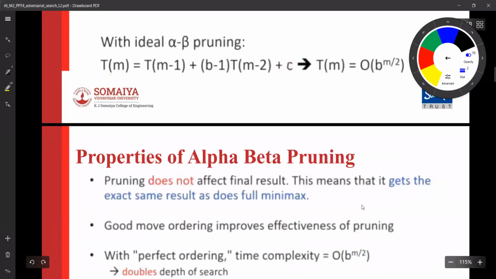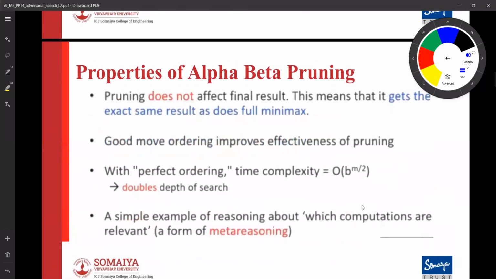Now we go to the properties of alpha beta pruning. Pruning does not affect the final result. It prunes only the suboptimal nodes. It prunes away the provably suboptimal nodes. It is not making any approximation. It always gets the optimal result. If I can search till the very end, or even if not, whatever minimax does, it does the same thing. It is the same result.